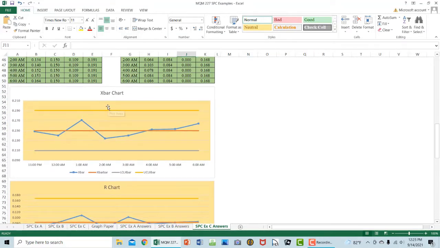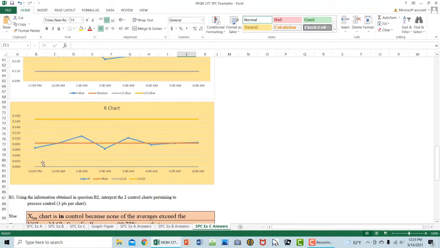And here is my X bar chart. Again, where's my process average doing? How's it changing? And if I look at this one, the X bar chart is in control. The average chart is in control. No point exceeds the lower control limit. No point exceeds the upper control limit. So this X bar chart or average chart is in control. The R chart: lower control limit, the average R, upper control limit for R, and everything falls where it should. And so that's why it's a little bit different scenario than example A and B.